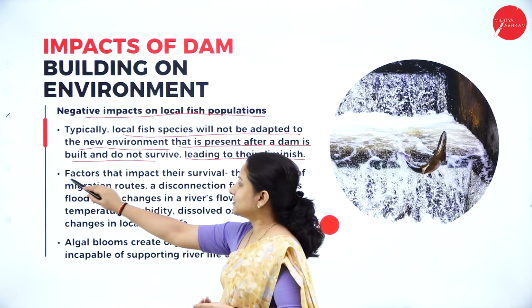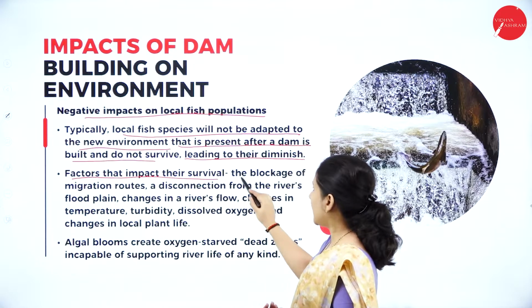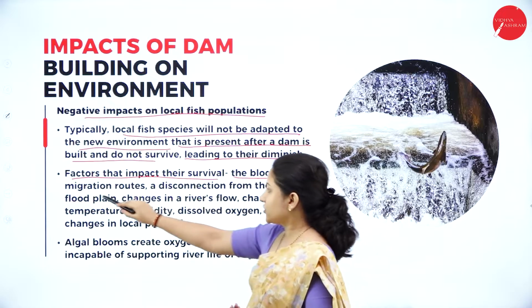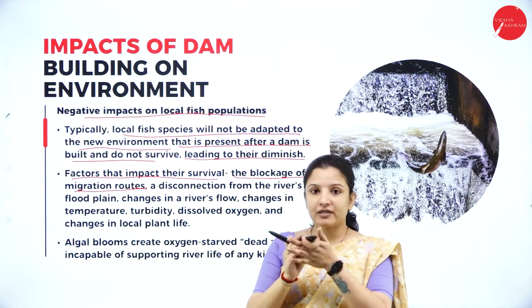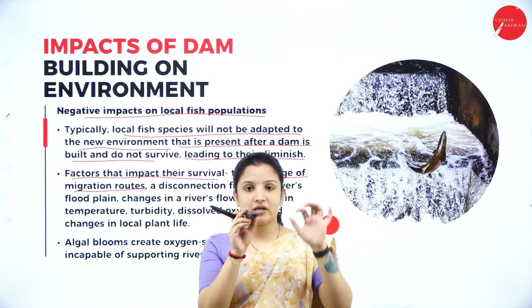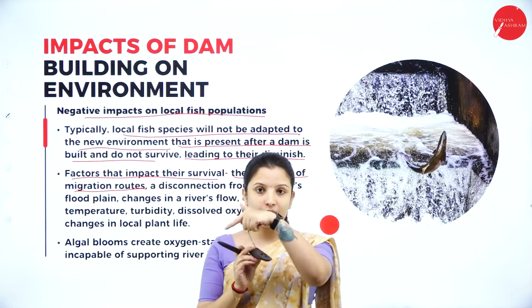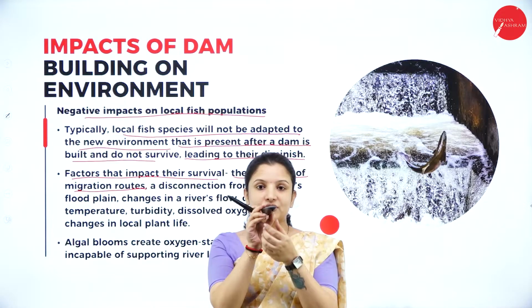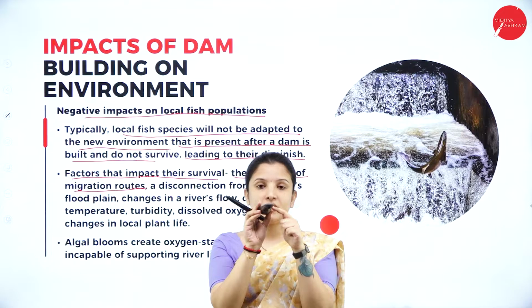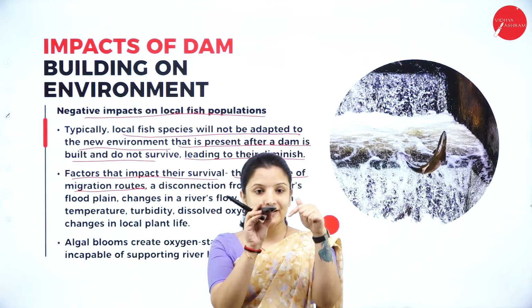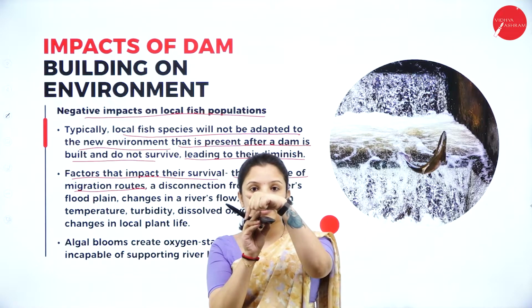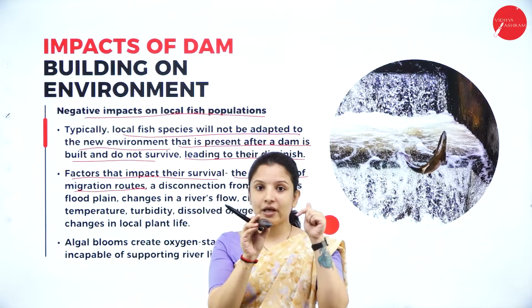So the factors that impact their survival are the blockage of migration routes. So I told you, if a dam is constructed in between a river, so there was a free flowing river, now a dam is constructed between that particular river, the fishes cannot migrate from this side of the river to the other side. And why do they need to migrate?